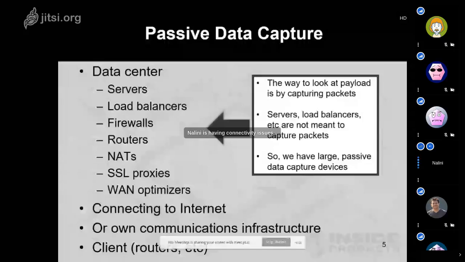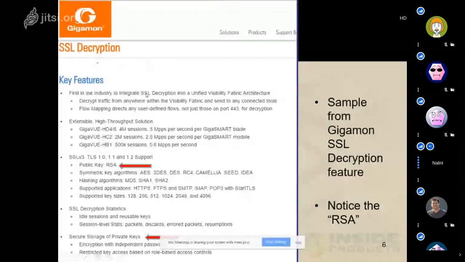And notice, this is right out of their SSL decryption screen. What they are using is the RSA private key to decrypt the traffic, because that is what is needed for things like diagnostics and detecting malware, et cetera. And I'll show you an example of exactly what that might be and how you might do that.